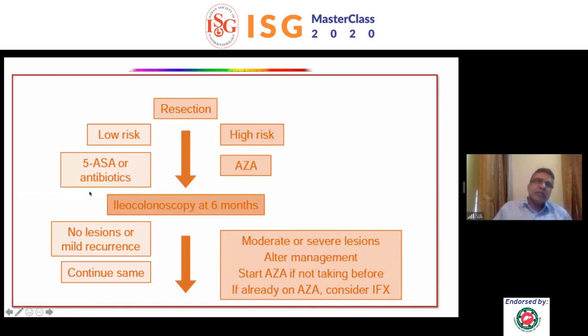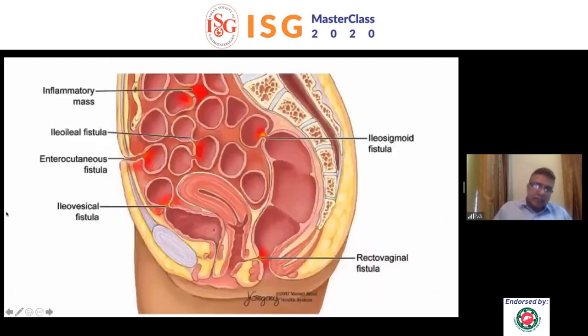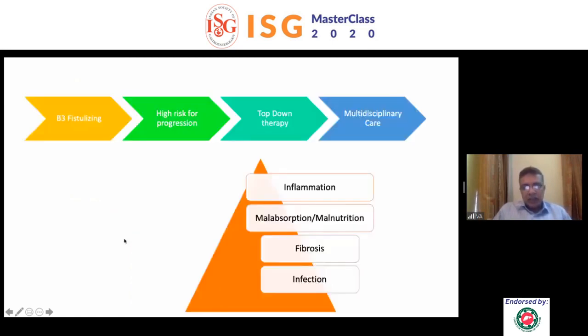If the patient is Rutgers 0 or 1, low risk, then in that case, you may continue with 5-ASA and intermittently give azathioprine. Repeat ileocolonoscopy at 18 months again. Fistulizing disease, very difficult, but again, they form 5 to 10% of cases. In fact, if you add perianal, they form 20% of cases. Ileoanal fistulas, enterocutaneous fistulas, ileovesical fistulas.